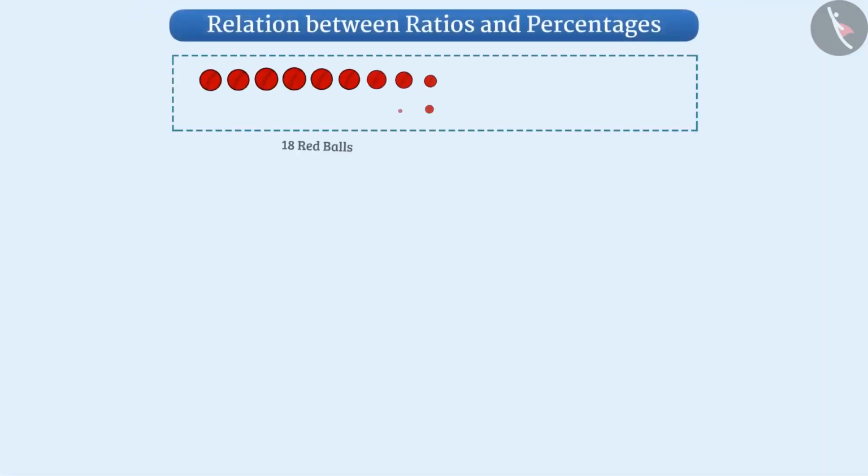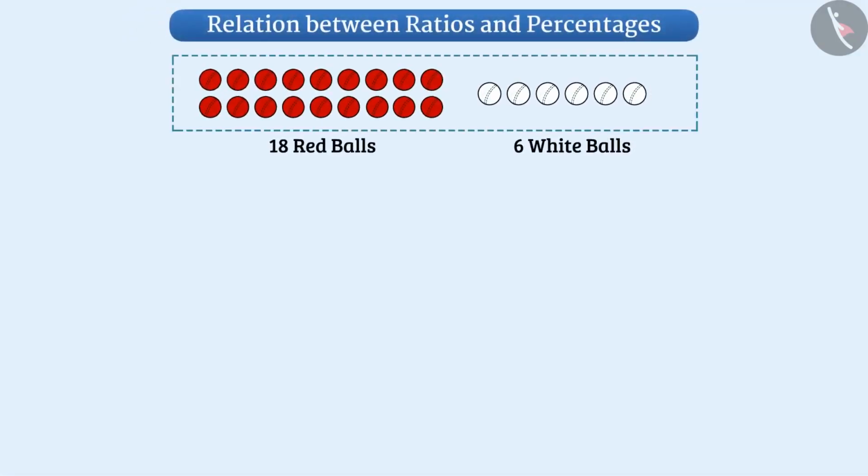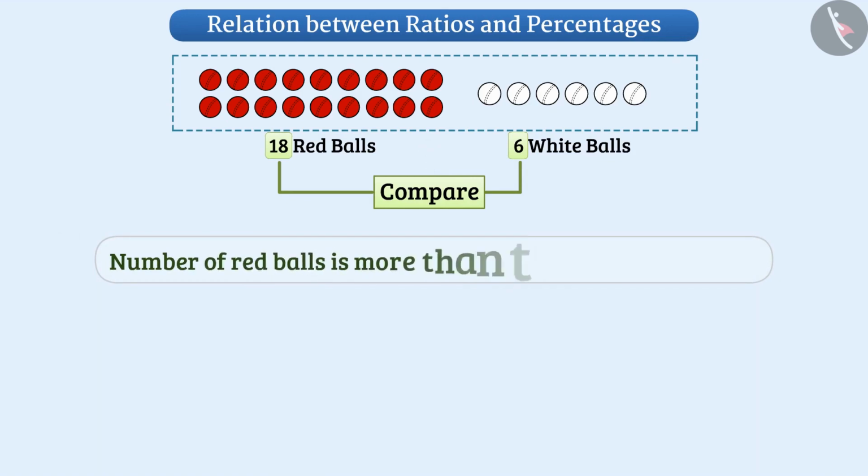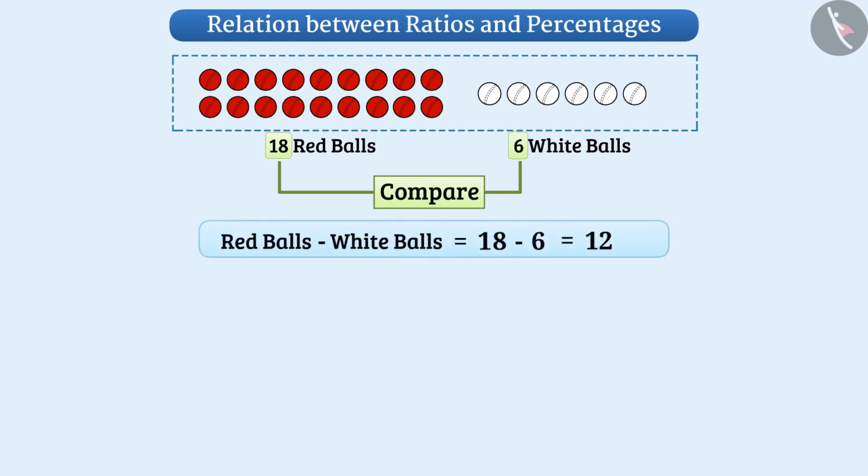This box contains 18 red balls and 6 white balls. If you are asked to compare their numbers, then how would you do it? To compare these, we can say that the number of red balls is more than the number of white balls. But such statements do not give us a sense of numbers. In such a way, here the number of red balls is 18 minus 6 is equal to 12 more than the number of white balls.